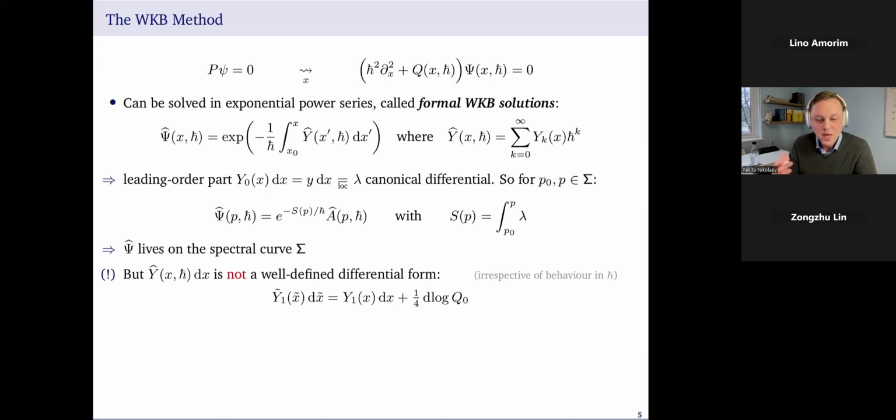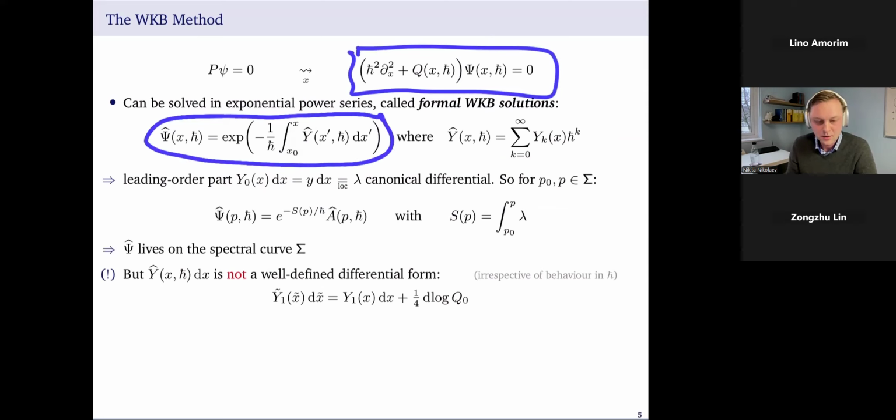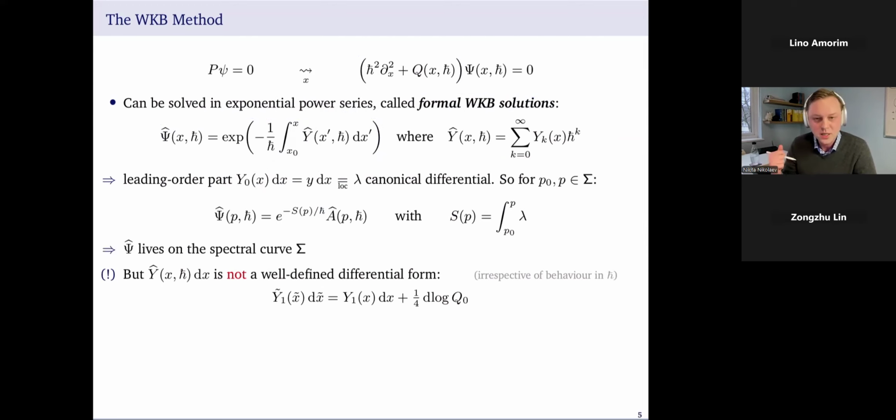Now, imagine I picked a different coordinate, x tilde, and repeated the analysis. So I wrote down a different coordinate representation of the same Schrödinger operator. I plugged in a similar looking WKB ansatz, but with respect to the x tilde coordinate. I would get a y tilde hat integrand, and I would compare it with the y hat integrand, and I would find that this y hat dx does not transform like a differential form.